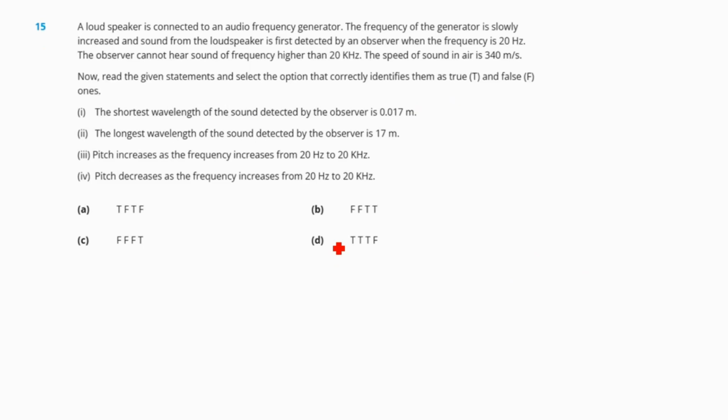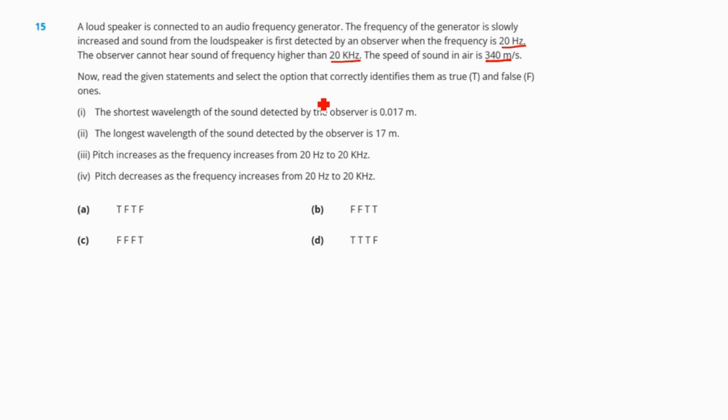Question number 15. A loudspeaker is connected to an audio frequency generator. The frequency of the generator is slowly increased and the sound from the loudspeaker is first detected by an observer when the frequency is 20 hertz. So initially the frequency was 20 hertz. The observer cannot hear sound of frequency higher than 20 kilohertz. So this is the limit, 20 hertz to 20 kilohertz. The speed of the sound in air is 340 meter per second.